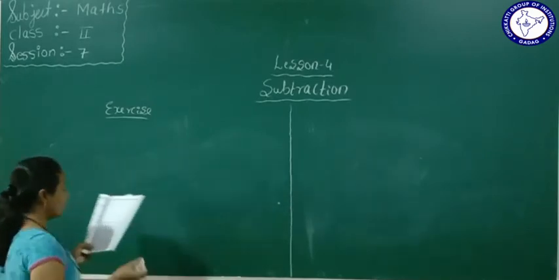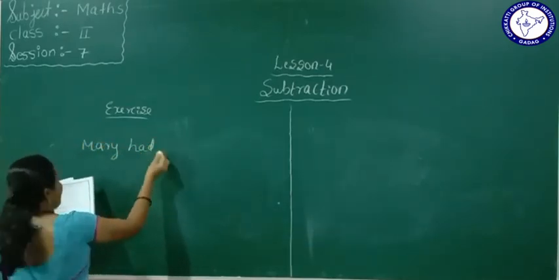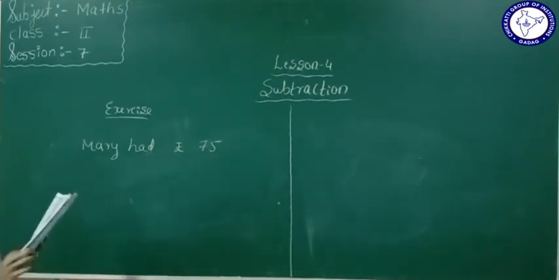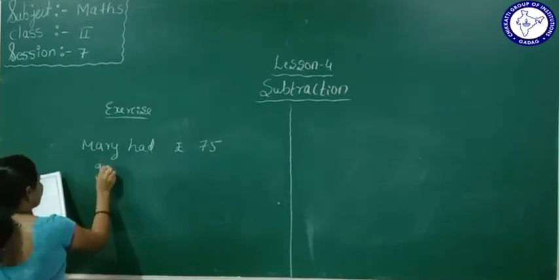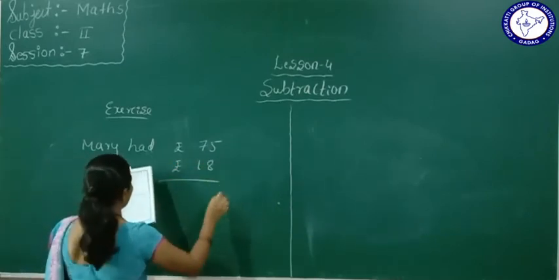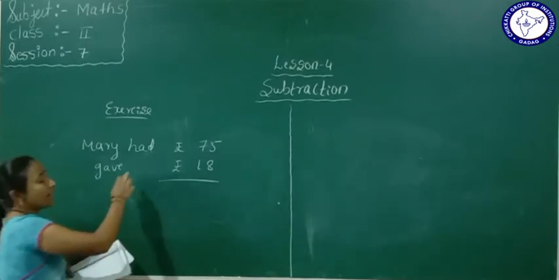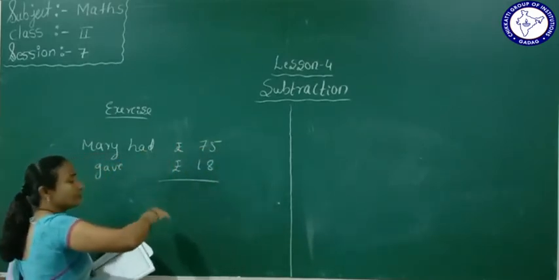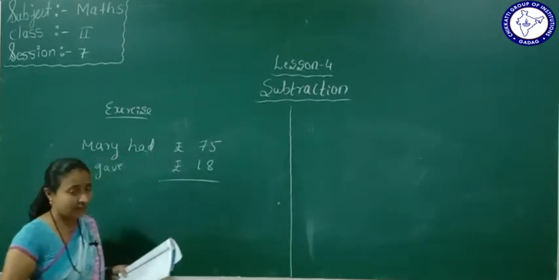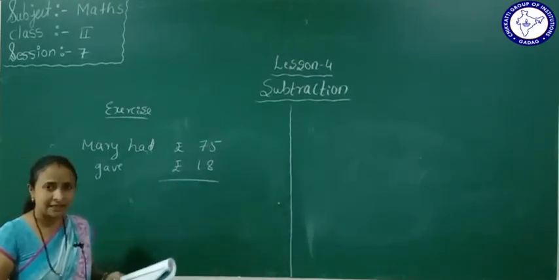So here, how much did Mary have? Mary had ₹75. How much did her brother give? Her brother gave her ₹18. So how much money does Mary have? What will we do now? She already had 75 rupees. Again her brother gave her ₹18. So which method is this? Addition. We add these all. So 75 plus 18 we add.